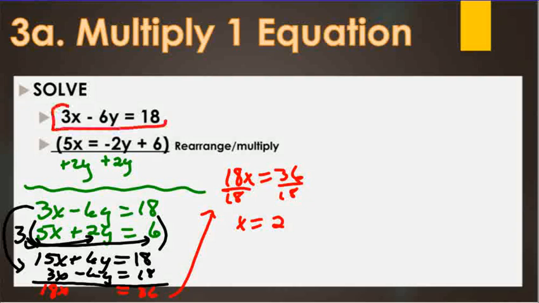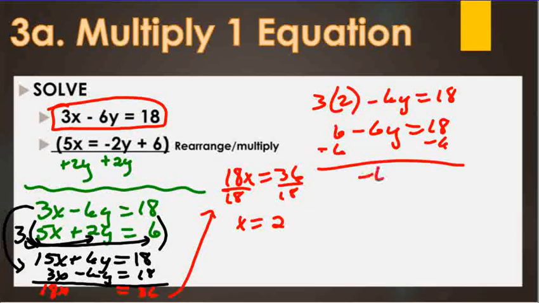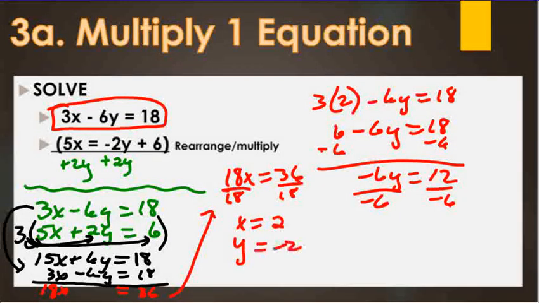I'm going to choose this top equation. So 3 times 2 minus 6y equals 18. This will be 6 minus 6y equals 18. Subtract 6 on both sides. Negative 6y equals 12. Divide by negative 6 on both sides. Y would equal a negative 2.